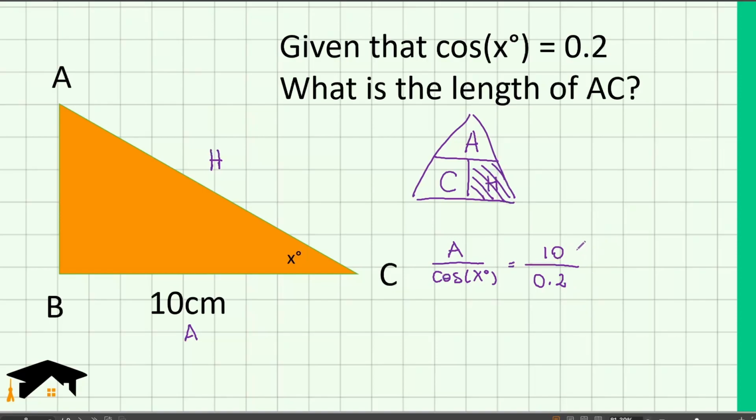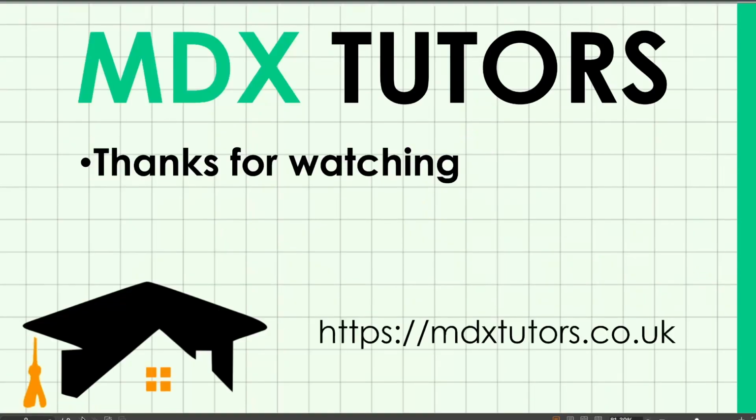So what we can do now is multiply everything by 10, because we want to get an integer in the denominator so that we can actually do the calculation. 0.2 times 10 is 2, and 10 times 10 is 100. Now this calculation is easy to do. 100 divided by 2 is 50. So this tells us that the hypotenuse measures 50 centimeters. With this, we finish this video.